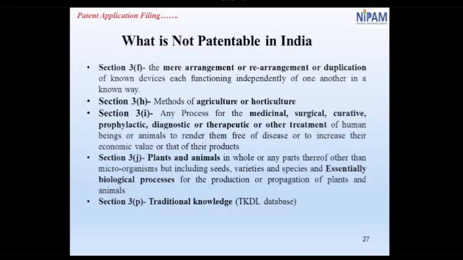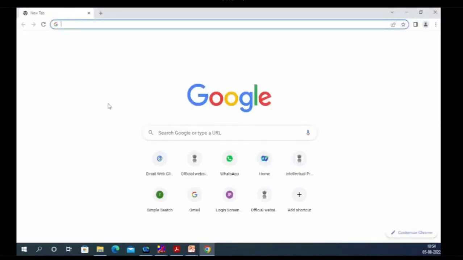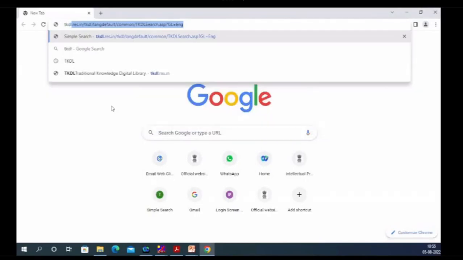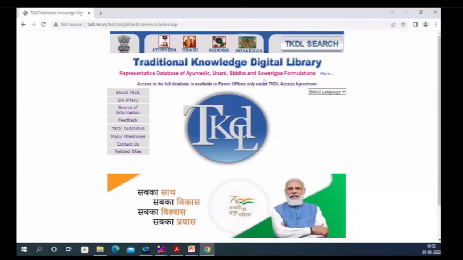So there is a proper dedicated database known as TKDL, the Traditional Knowledge Digital Library. I will show you how this database works and give you some examples. Just type TKDL in Google. Yeah, so this is the database.